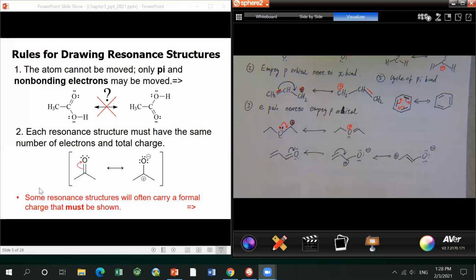And like I said, more importantly, you need to show the formal charge. With the movement, sometimes you build a new bond and shift the lone pair electrons, and the formal charge will change. You can do the formal charge calculation, but the easy way is to just know where the electron goes. If the atom loses 1 electron, that will be +1. If the atom gains 1 electron, it will be -1. So that's easier.